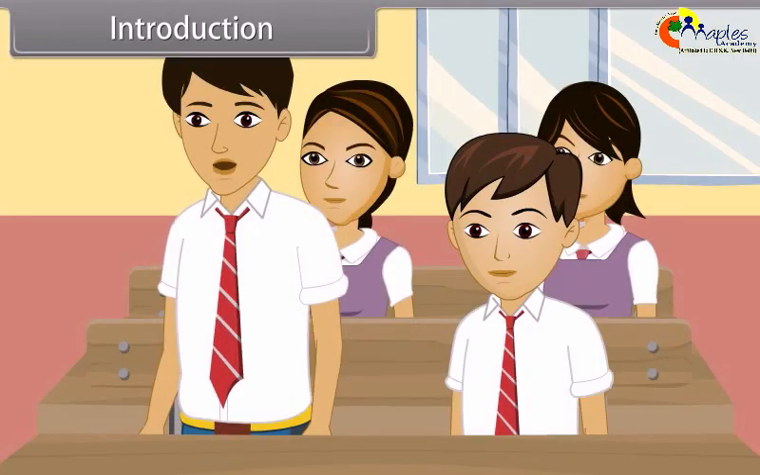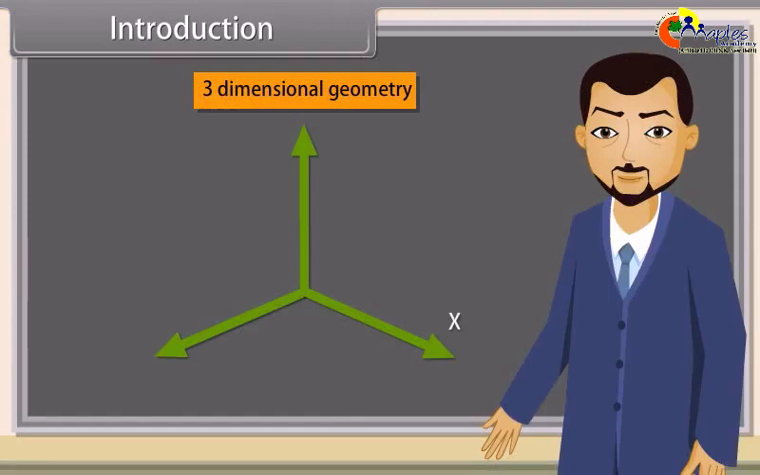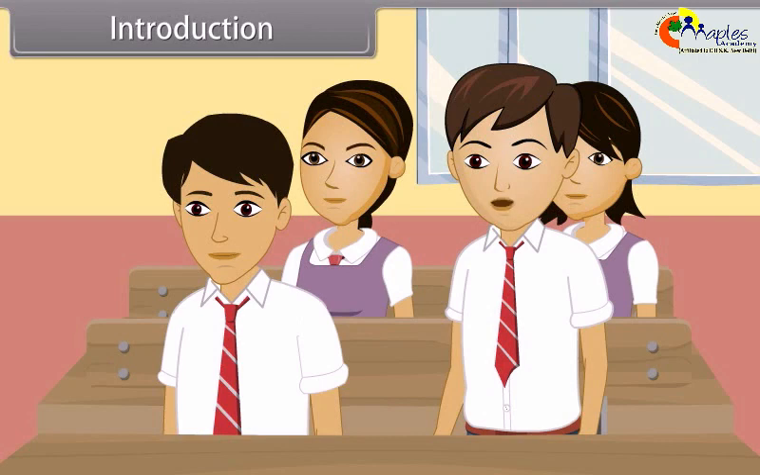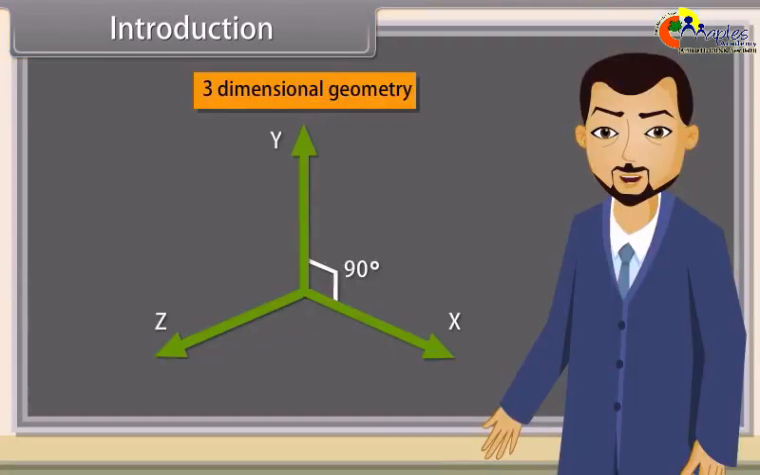Teacher, in three dimensions we consider x, y and z axis. Very good. What is the angle in between these three axes? Teacher, the angle in between the axes is 90 degrees. Well said. So let's move further.